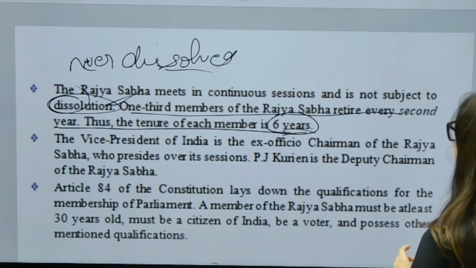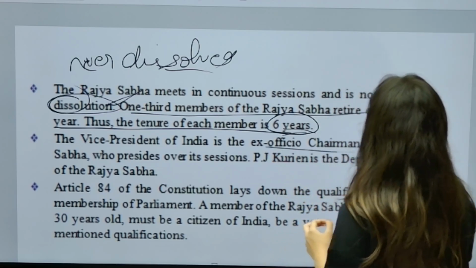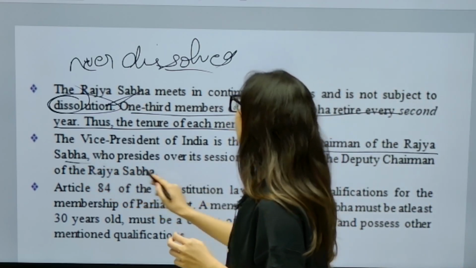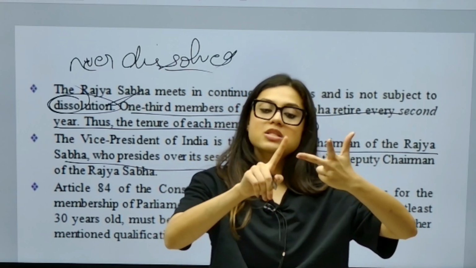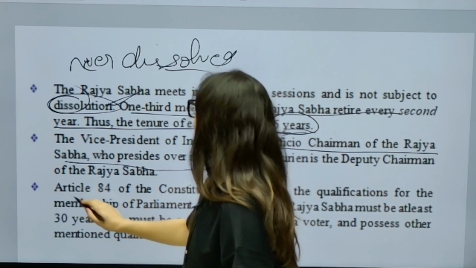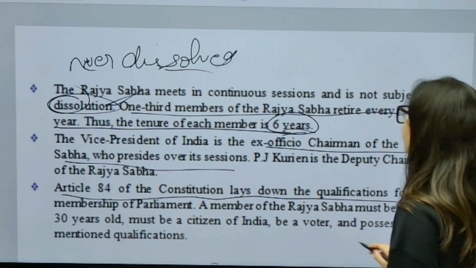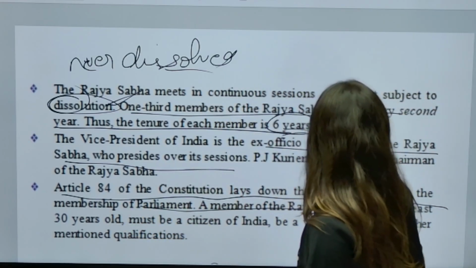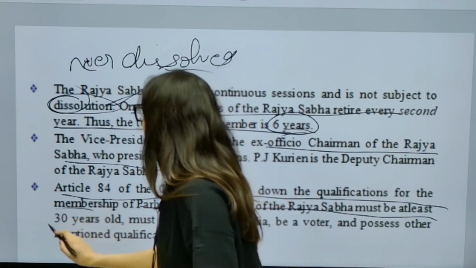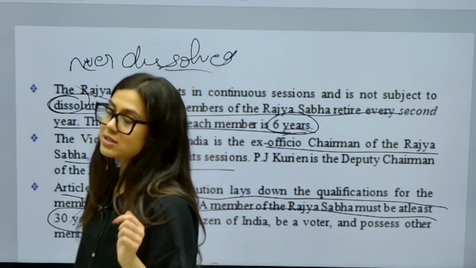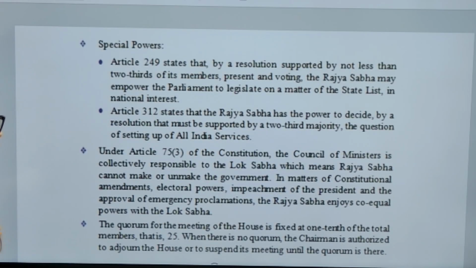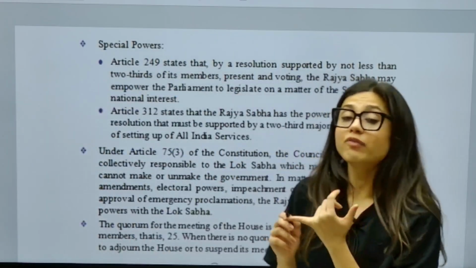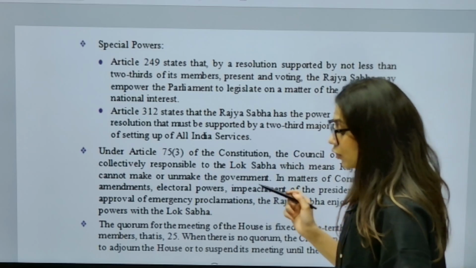Then comes the Vice President, who is the ex officio chairman of the Rajya Sabha. Who is the chairman? Lok Sabha has a speaker and deputy speaker; Rajya Sabha has a chairman and deputy chairman. Article 84 of the Constitution lays down the qualifications of membership of Parliament. The member should be a citizen, 30 years old, a voter of India, and meet other qualifications. Then comes Lok Sabha's special power regarding money bills and no confidence motion.